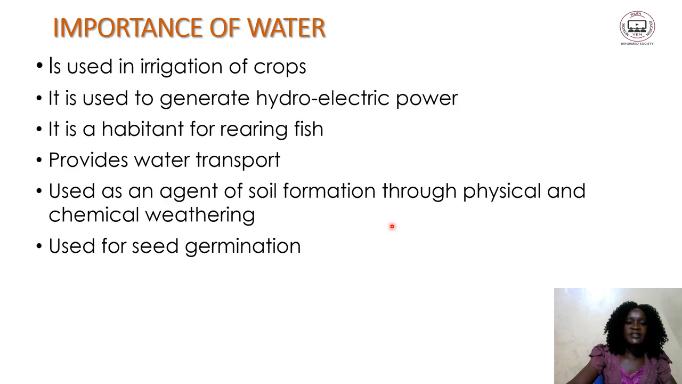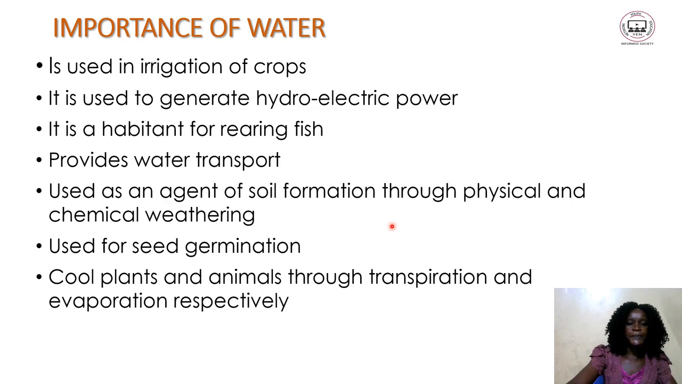Water is also essential for seed germination. There are three necessities in order for the seed to germinate. That's air, warmth, as well as moisture or water. So in order for the seed to germinate, it needs water. So that's another importance of water. It is used for seed germination.